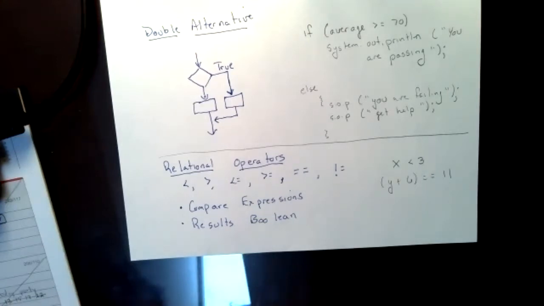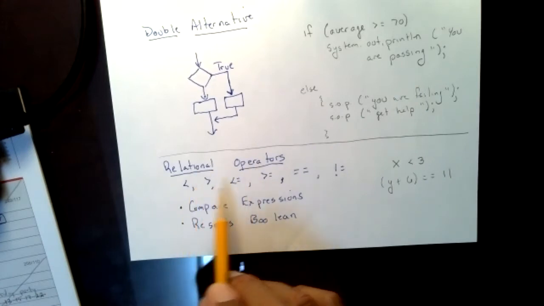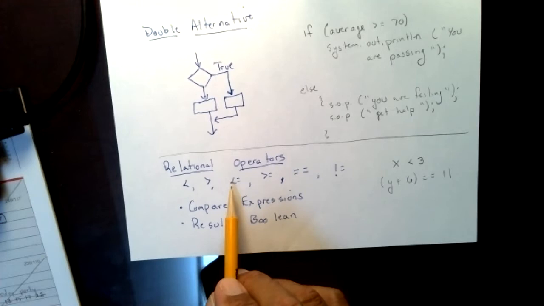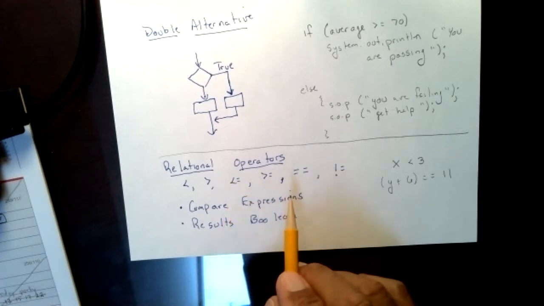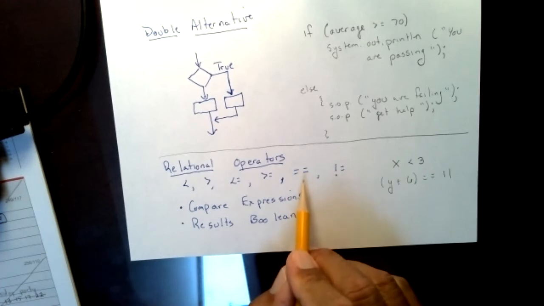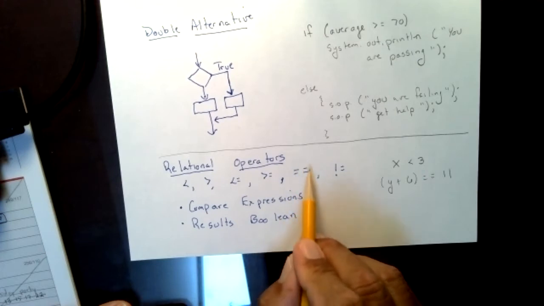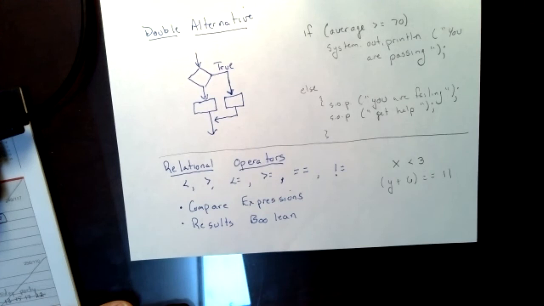What are the relational operators and what do they do? The relational operators are less than, greater than, less than or equal to, greater than or equal to, equal to. You notice the equal to is a double equals. Why? Well, because the regular equals is already used up. The regular equals is our assignment operator. So in order to do equals, we need the double equals.